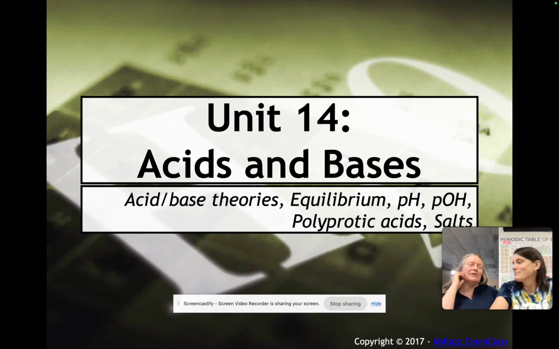But lemon juice is one of my favorite things. And you know what? It's an acid. And coffee tastes bitter, but it's not a base, even though people say bases taste bitter. I don't think it tastes bitter myself. I kind of love coffee.